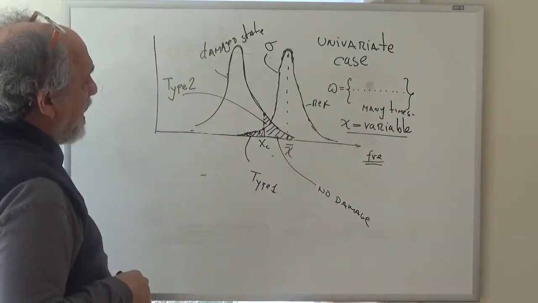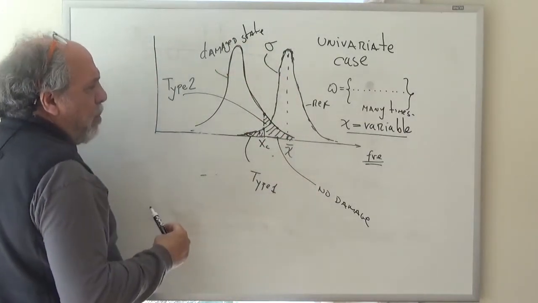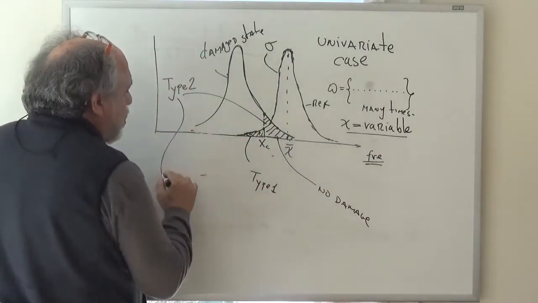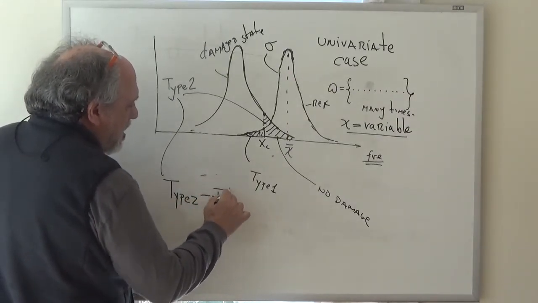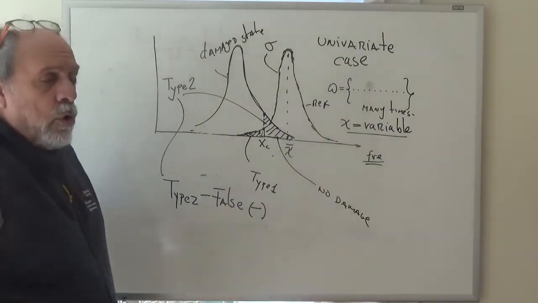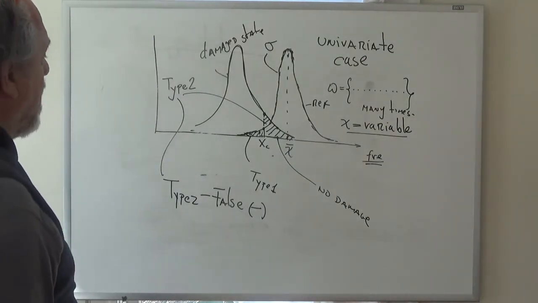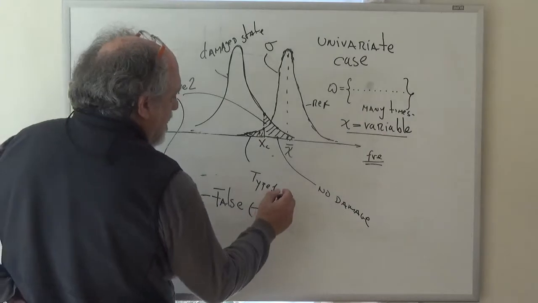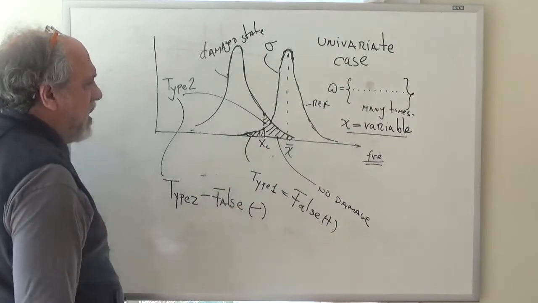That type 2 error means that the structure is actually damaged because you're in this distribution, but you don't announce the damage because it's less than your count, right? So the type 2 is the false negatives. That is, you do not announce damage, although damage is actually present, right? So those are the two types, type 1 and type 2. Type 1 is false positives, and type 2 is false negatives.